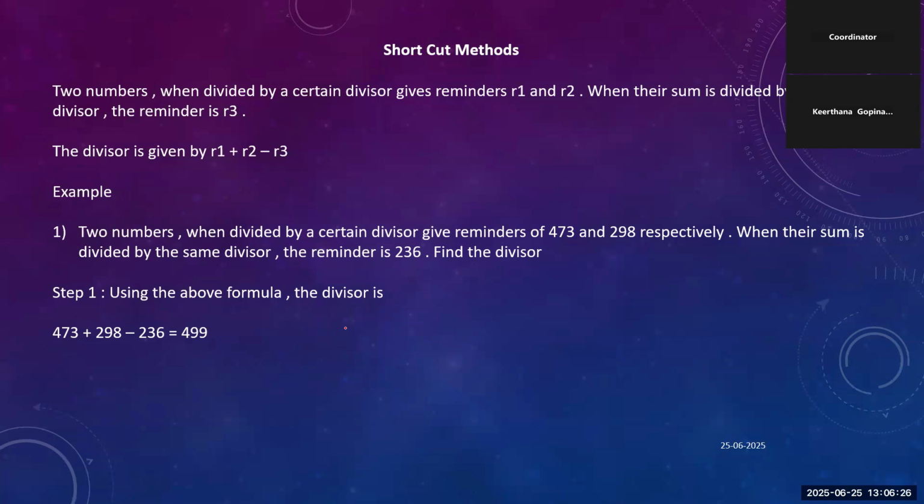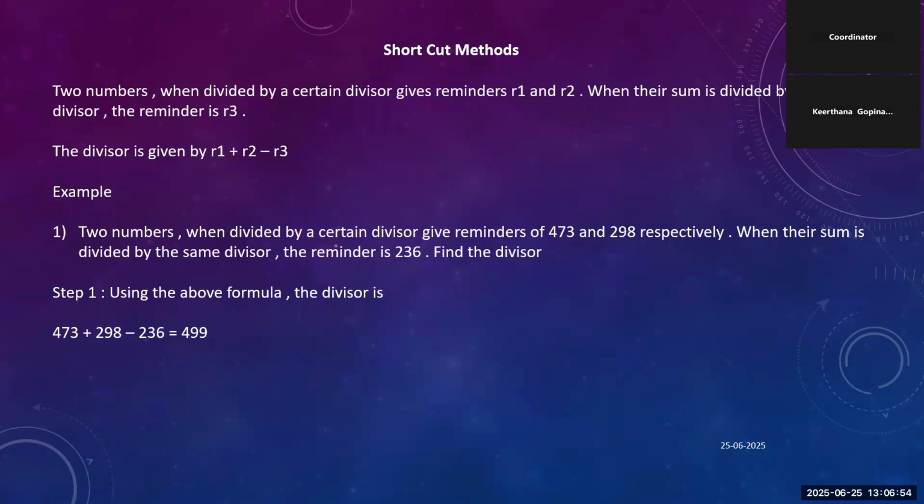So two dividends divided by a single divisor give remainders R1 and R2. When the sum of the two numbers is divided by the same divisor, the remainder is R3. Then the divisor is R1 plus R2 minus R3. That's all. Simple way to find it. Now, go to the example.